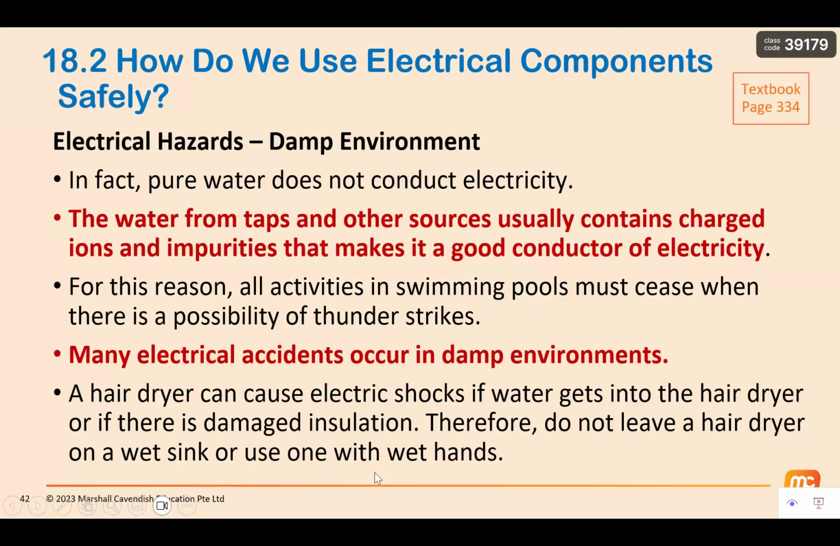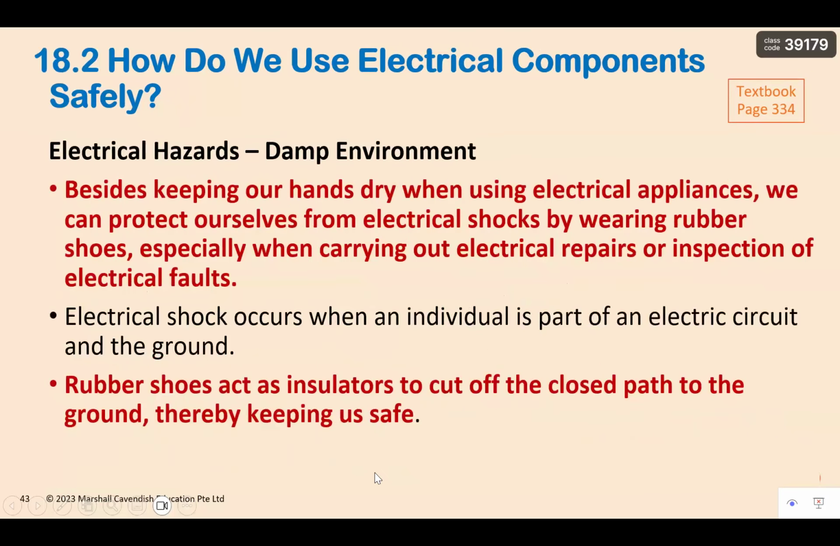Water is a good conductor of electricity. So it lowers the resistance of our body, which allows a large amount of current to flow through our body. And therefore, it might cause an electric shock. So we need to keep our hands dry to prevent ourselves from getting an electric shock.